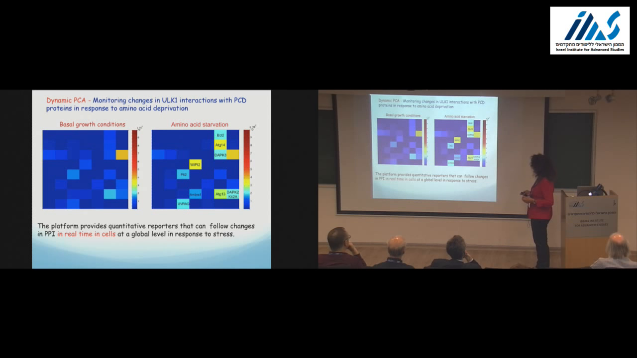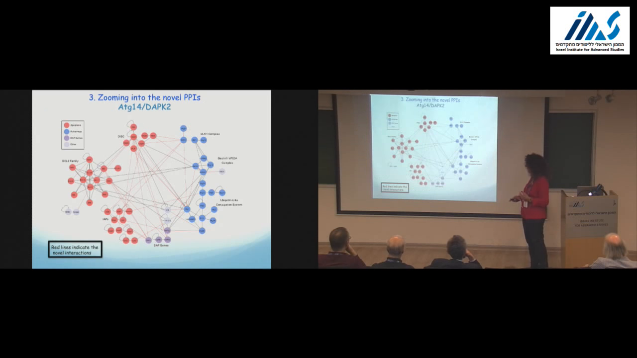And for instance, from here, we focused on the WIP2, and we discovered some new interaction between ULK1 and WIP2 during autophagy. I won't tell you the details, but just showing you that this platform provides quantitative reporters that can follow changes in PPI in real time in cells at the global level in response to stress, which for us was the second milestone using this technology.